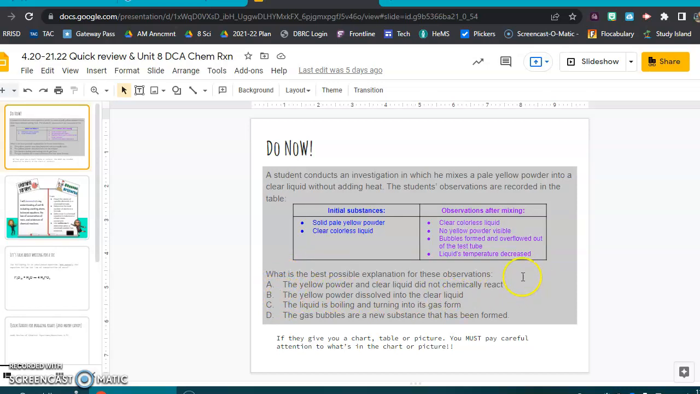Well, did they chemically react? Well, we have bubbles and we have temperature decreasing, and that's part of our code for those things we need. So I would say no. The powder dissolved into the clear liquid. Well, that's a physical change, but we could have both. The liquid is boiling. Well, it says no heat, and the temperature decreased, so it got, yep, you got it, colder. The gas bubbles are a new substance. Well, usually when we combine things that have a chemical reaction with lots of bubbles, we've probably created carbon dioxide. We just want you to make sure that when you're given a chart, a table, or a picture, that you pay careful attention to what's in it.